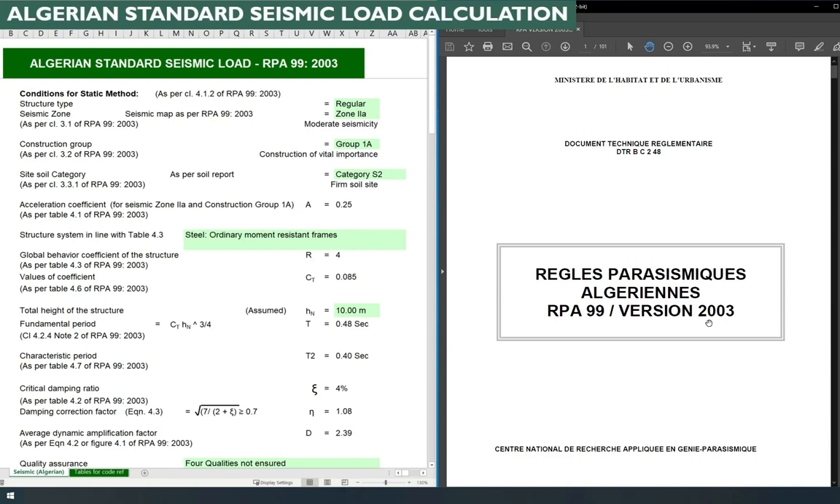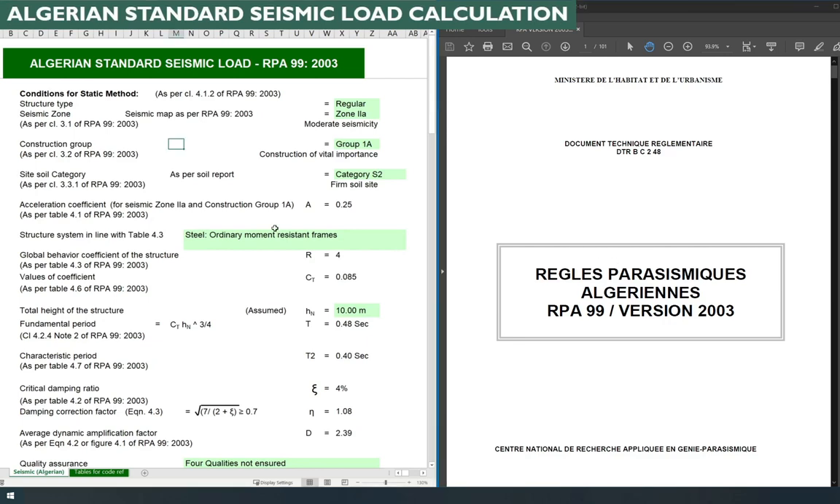Due to Algeria's colony history, even though French is not an official language, the French language is used in many of the education and technical documents. So thus we have the code in the French language.